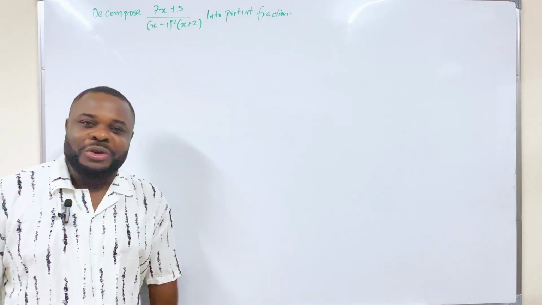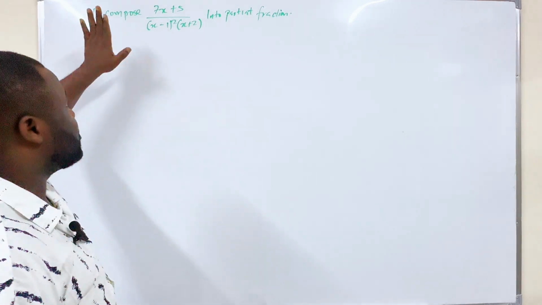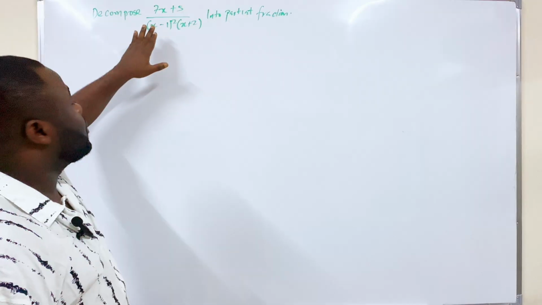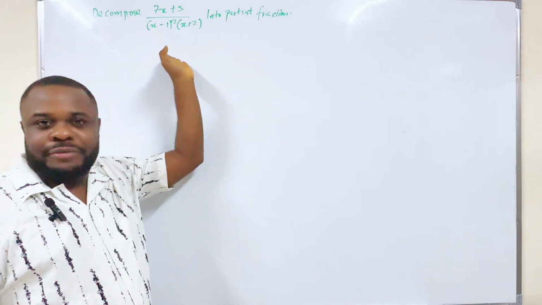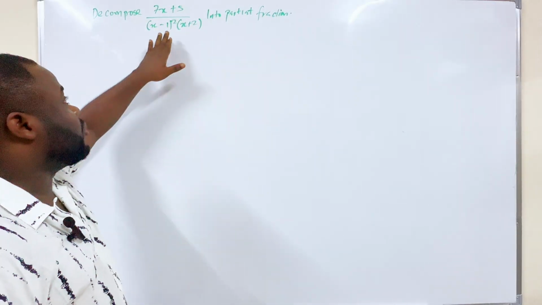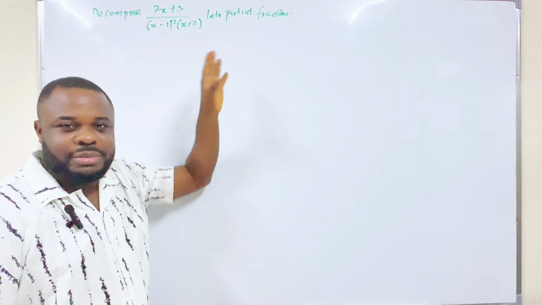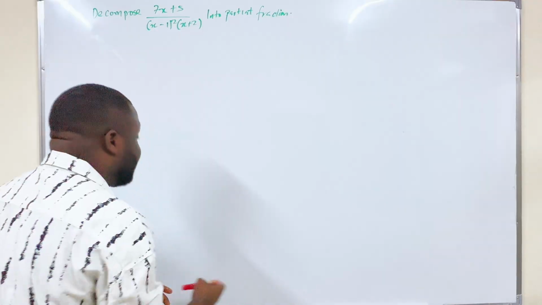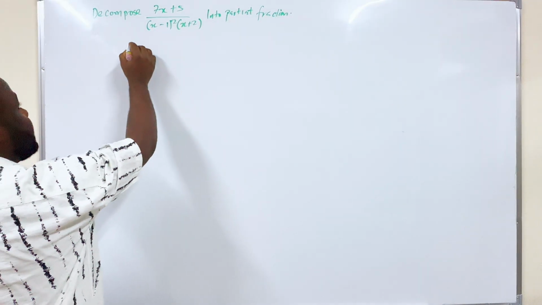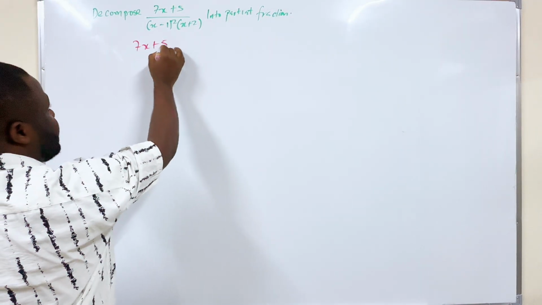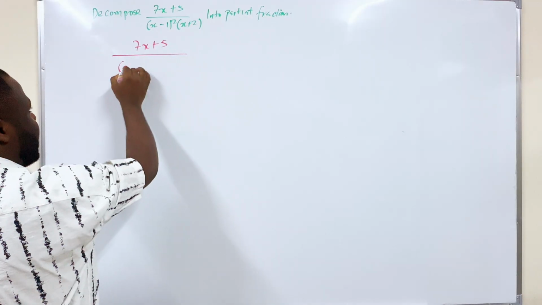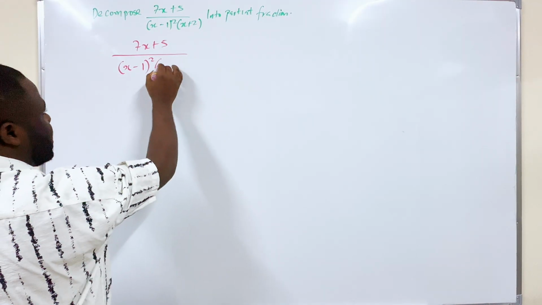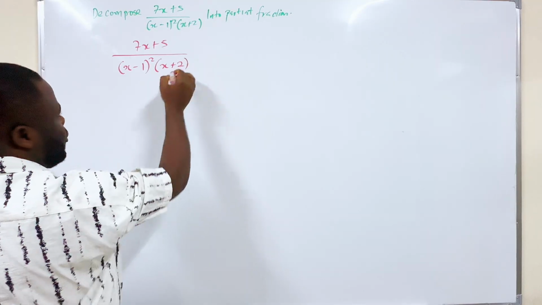I know before you click on this video, you must have already seen that we are to decompose this fraction. We are to decompose it. So what it means is separate them. So let me just go in straight away. So I'll say (7x + 5) over (x - 1)² times (x + 2).